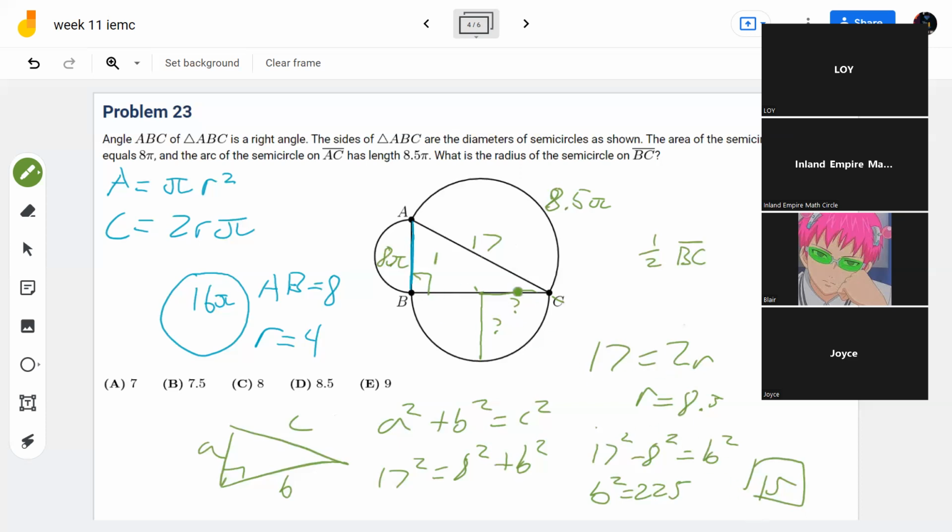But yeah, all right, so we got BC equals 15. Let me clean up a little bit. Down here is getting messy.